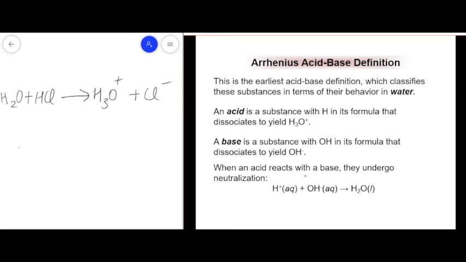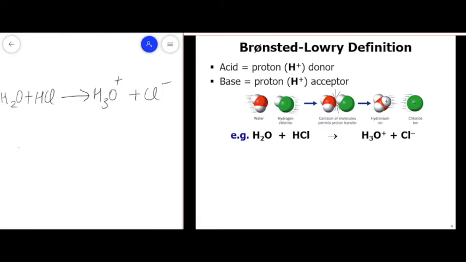Whenever an acid reacts with a base, it would undergo a step of neutralization such that H plus from the acid would react with OH minus from the base to produce water. Now this is called the Arrhenius acid-base definition, which applies to some acids and bases, but it does not apply to all the acids and bases. So the definition was revised, and there's another definition that was given by Bronsted and Lowry.